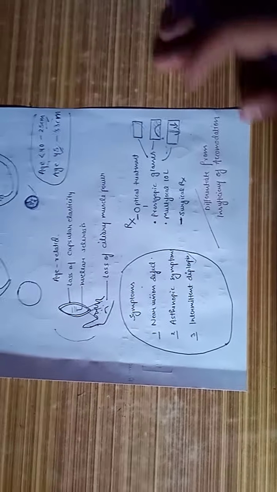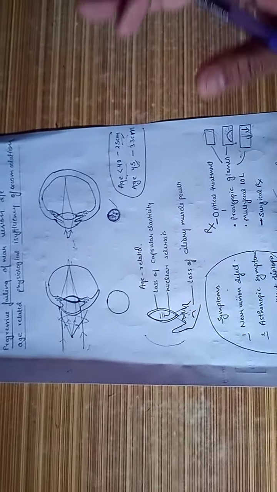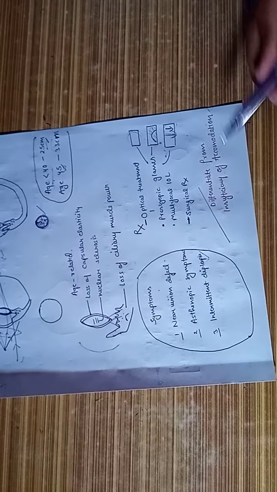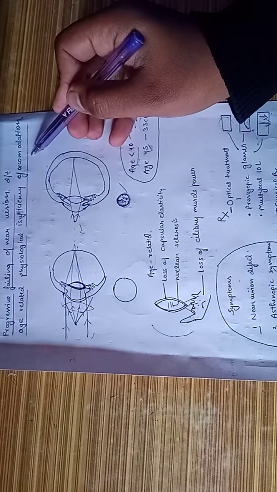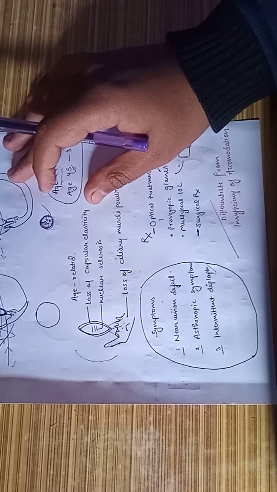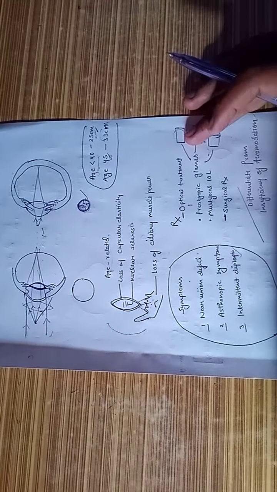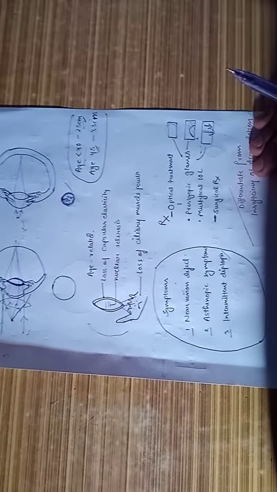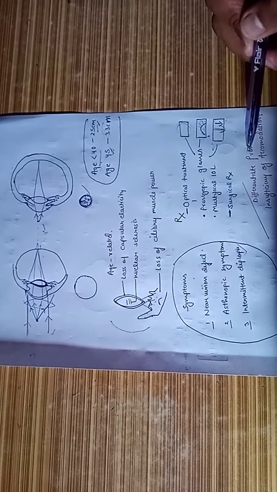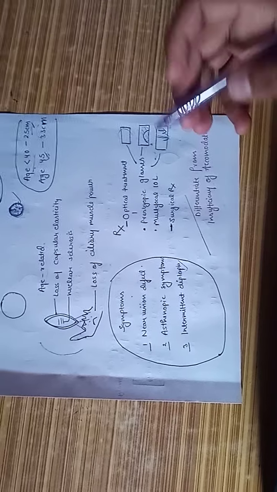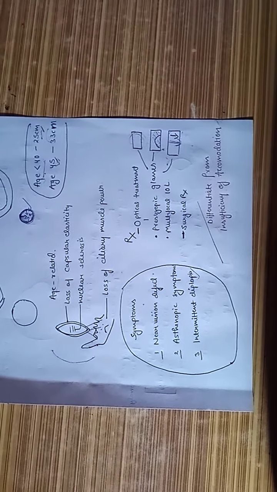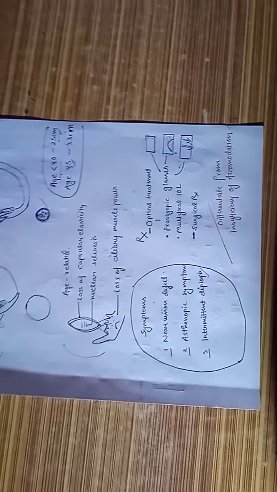We also need to remember one more feature, that we need to differentiate this condition presbyopia from a condition that is insufficiency of accommodation. So insufficiency of accommodation is a condition where we have loss of accommodative power, similar to the case of presbyopia, but here the loss of accommodative power is not physiological, unlike presbyopia. Here we have pathological diminution of accommodative power compared to the age at which it is occurring.